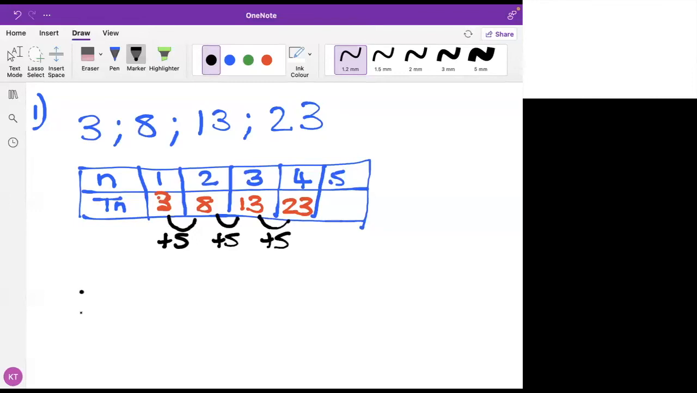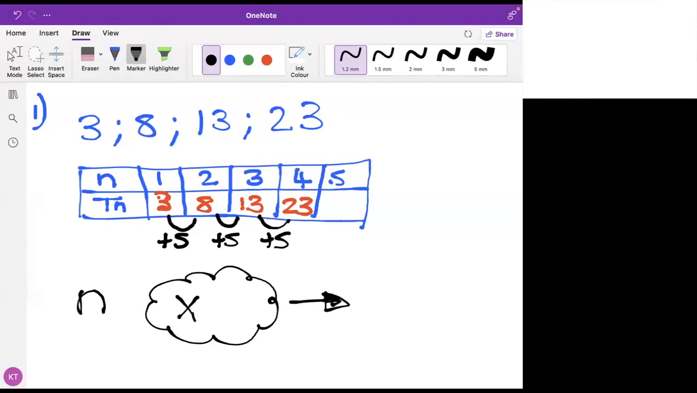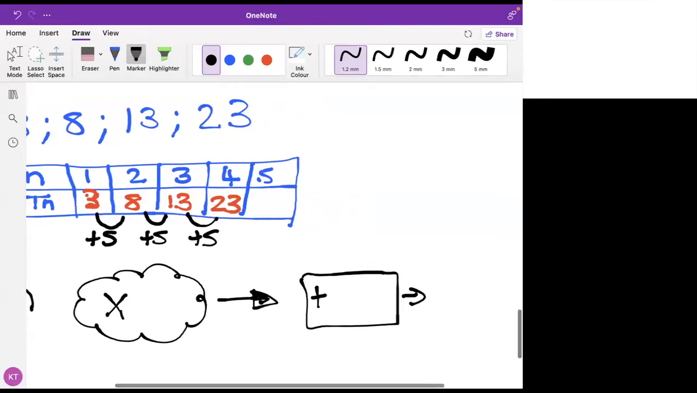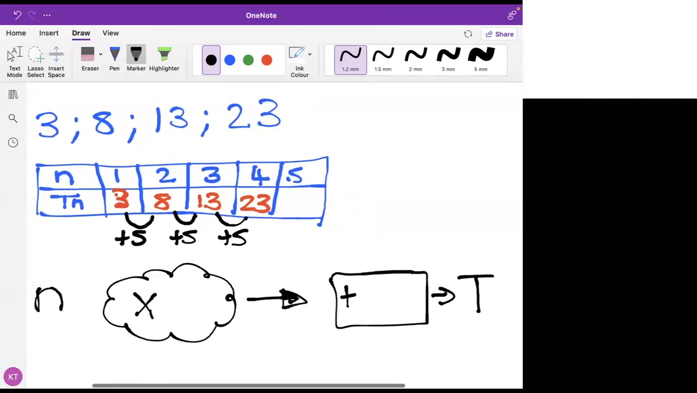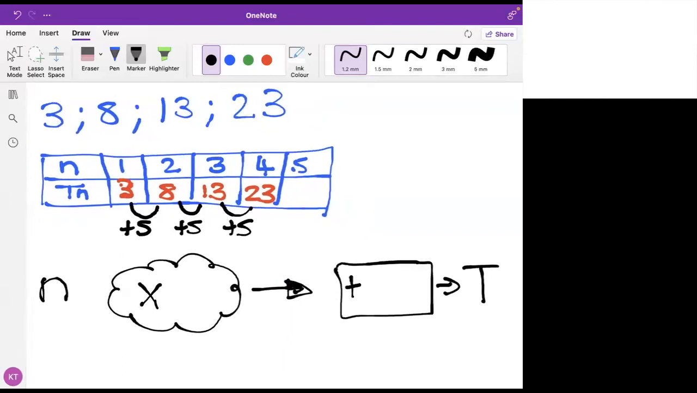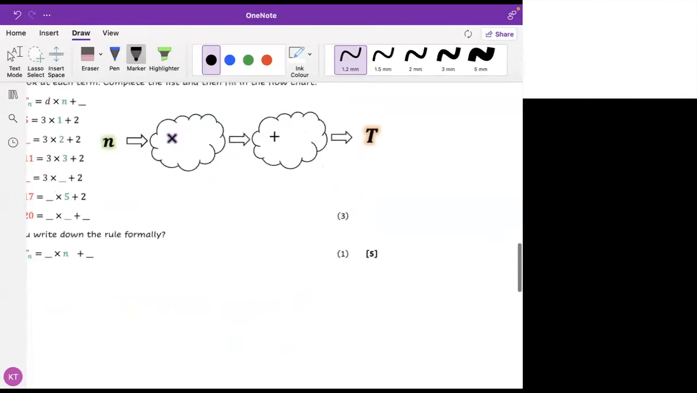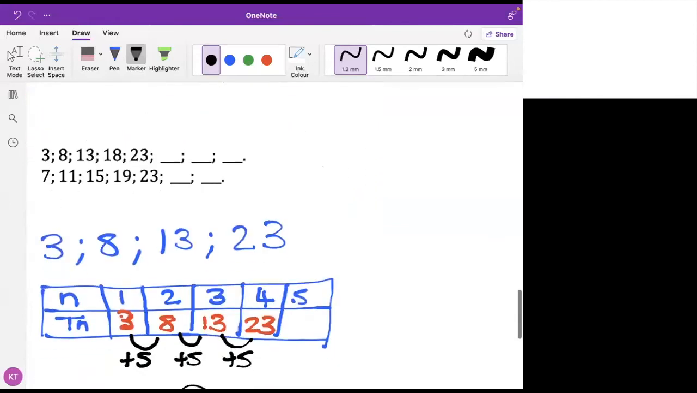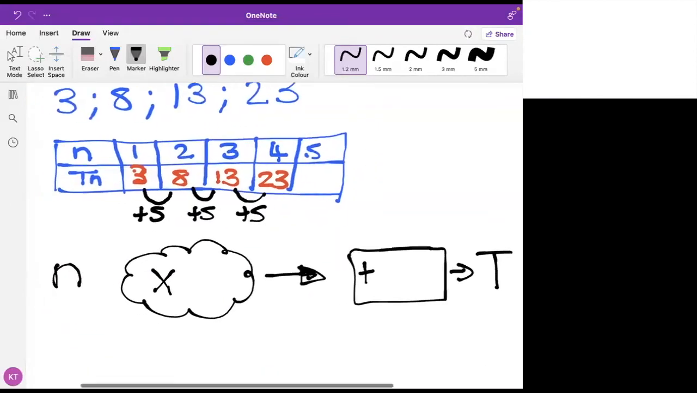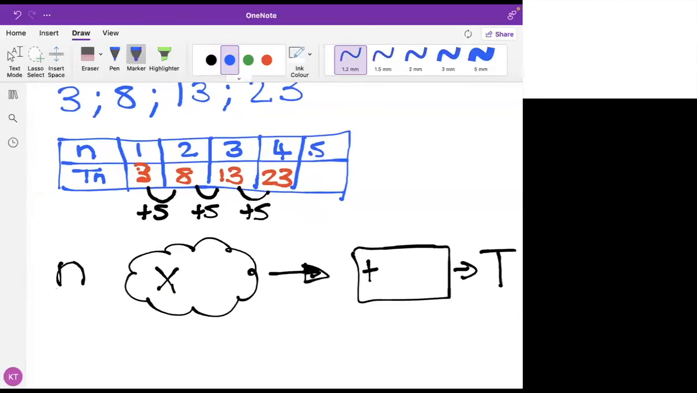So if I'm looking at putting it in my cloud, I've got the n. My first cloud set times, my second one set plus, that will give me my term here. I'm sure that this person's got the right thing, yes. Okay, what do we know is going in the times bracket? We know it's going to be 5.